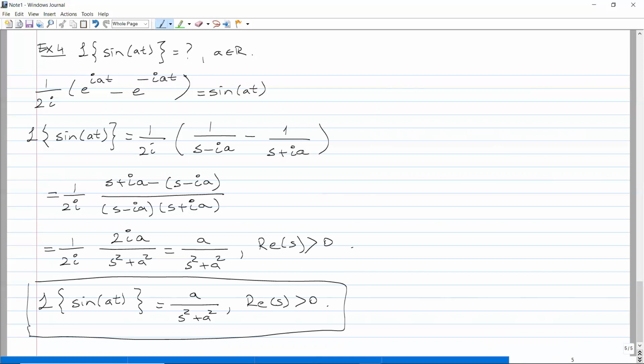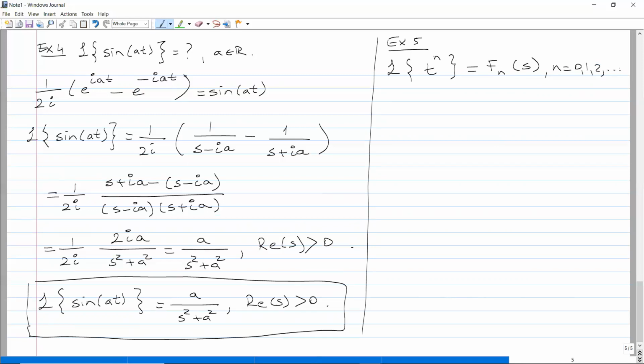So this is example 4. Now, what about polynomials? The Laplace transform of, say, t to the n. Let me call this f sub n of s. We are going to find a recursive formula for f sub n, where n can be 0, 1, 2, and so on.